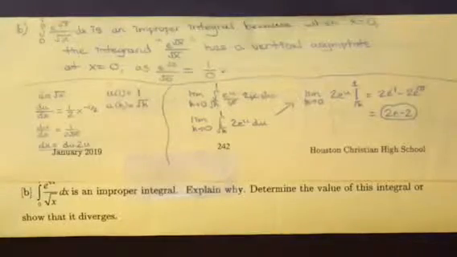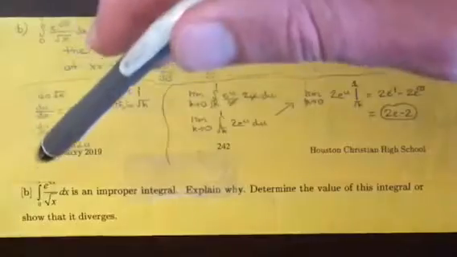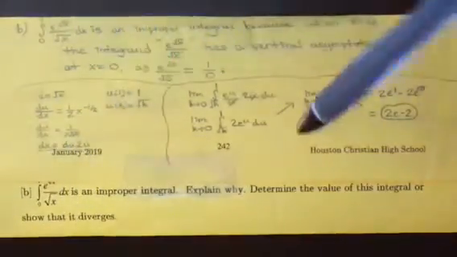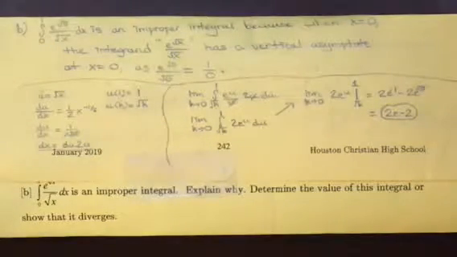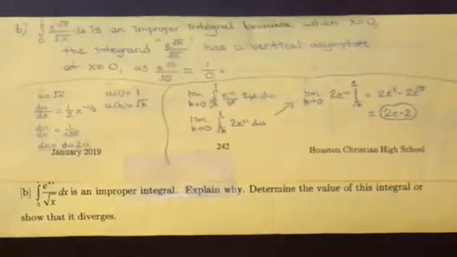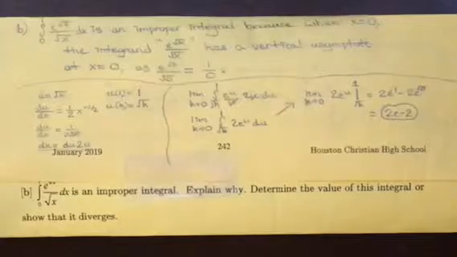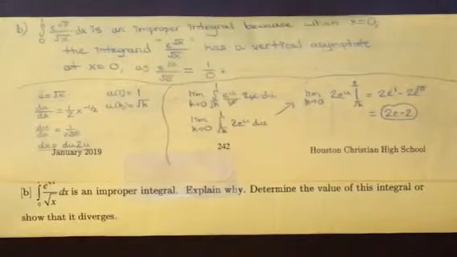So part B of standard 13 says, given the integral from 0 to 1 of e to the root x over root x dx, that's an improper integral. And so we have to explain why and determine the value of the integral, or show that it diverges.